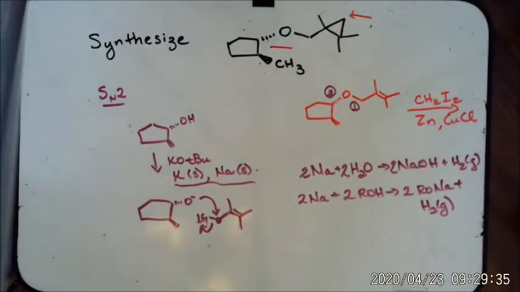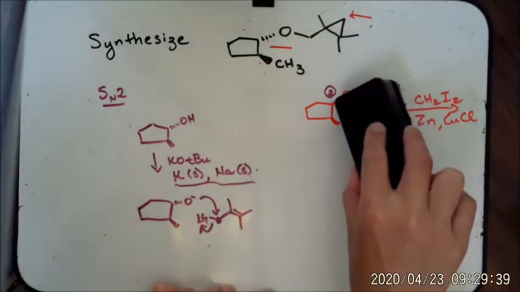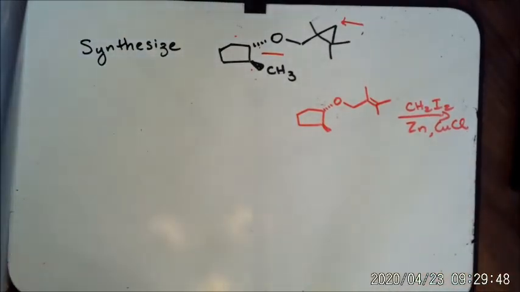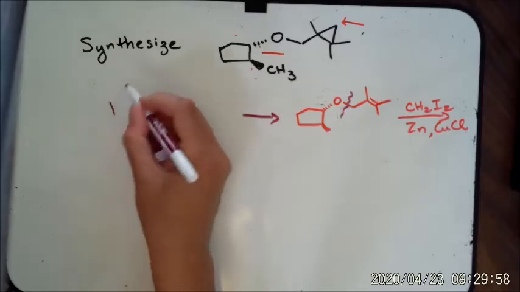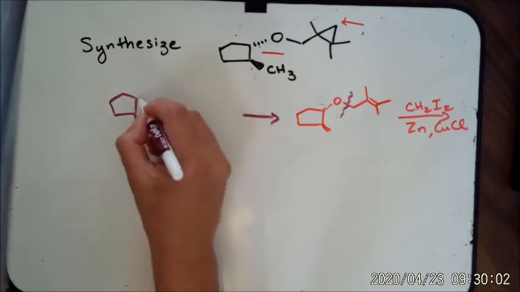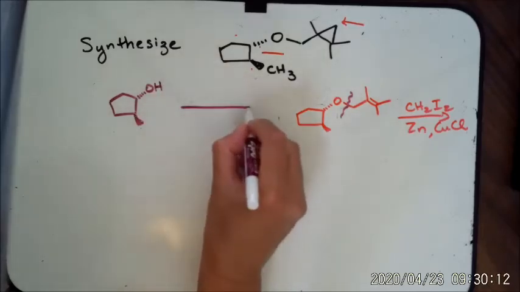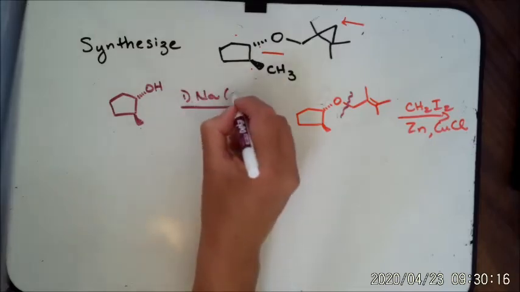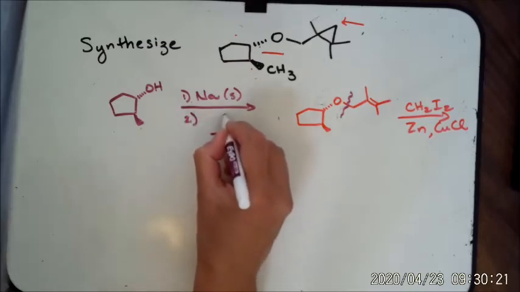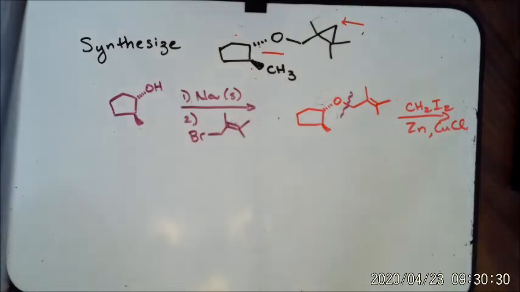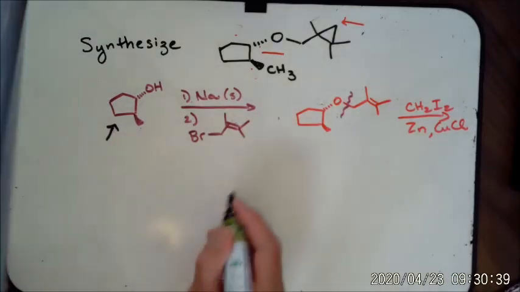Okay, so let's start putting things together. We're going to do route number 2, which means we're doing an SN2, and we're going to be forming this bond. Okay, so that means I'm going to add sodium to that to make the alkoxide, and then I'm going to add my alkene, and a good leaving group, say, is a bromine. Okay, so now we have to make 2 different compounds. We need to make this one, and we need to make this one.